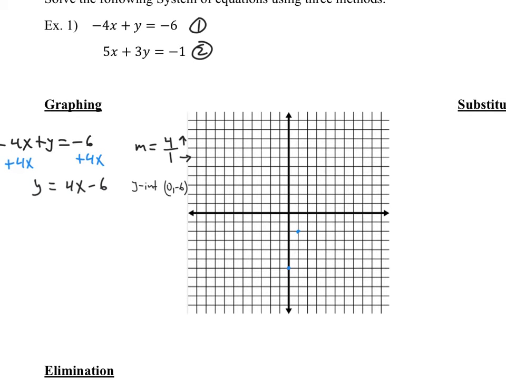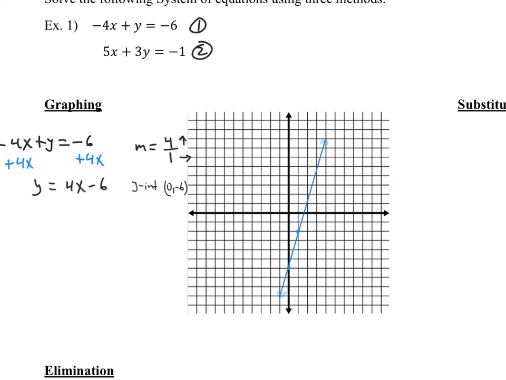Okay, now you want to make sure you draw your lines as accurately as possible. That way, when we are looking for the point of intersection, we get an accurate point of intersection. All right, so let's go ahead and draw our line right through these two points, like so. Okay, there we go. All right, so don't forget your arrows on the right and left.